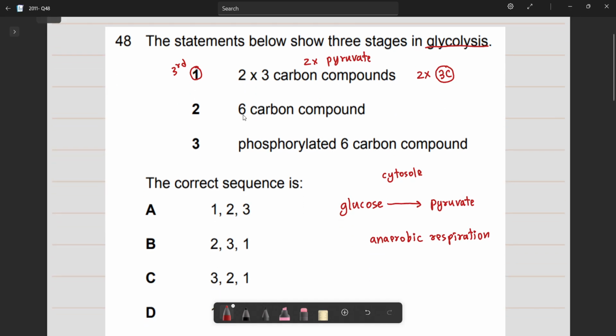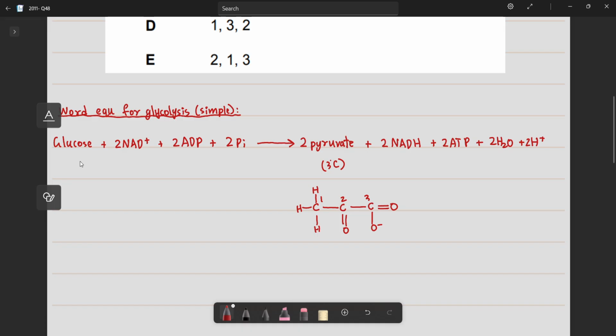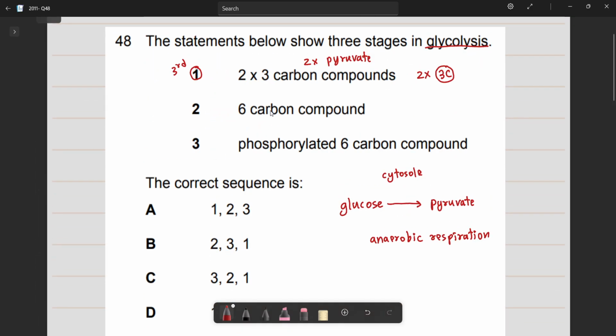And number two states a six-carbon compound. We easily know the six-carbon compound is going to be glucose, because glucose is C6H12O6. This is the general molecular formula you must remember, because it's a hexose sugar. So that's why it's six carbon and H12O6. So this is glucose, and this is easily going to be the first step.